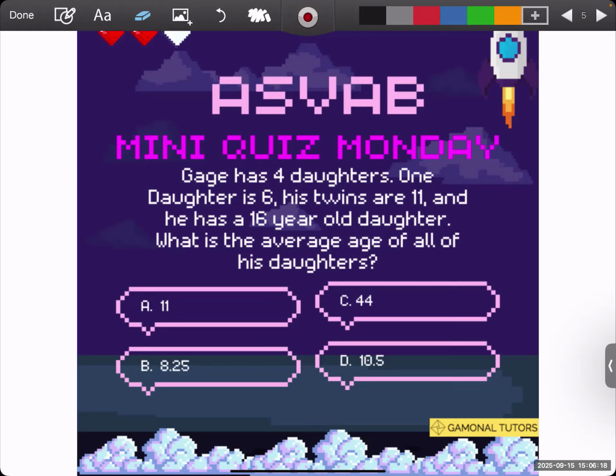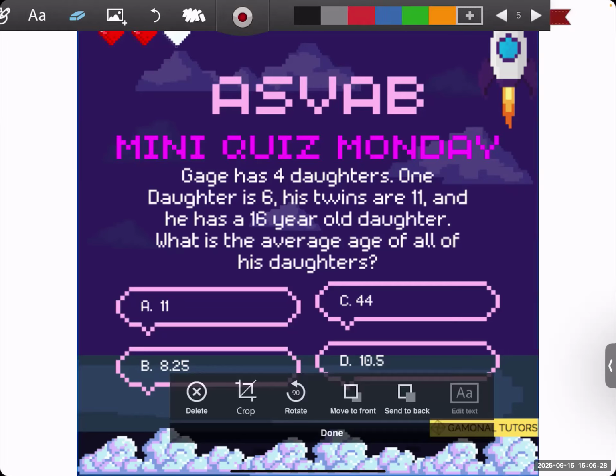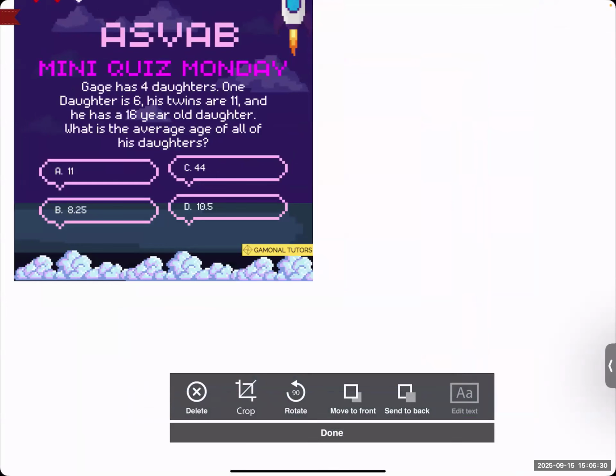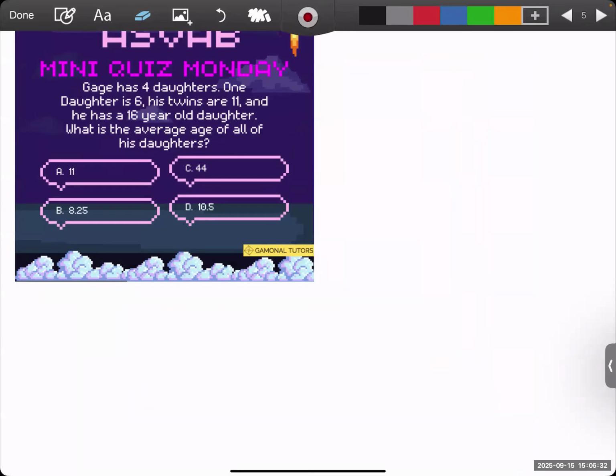All right, if we look at this question, Gage has 4 daughters. One daughter is 6, his twins are 11, and he has a 16-year-old daughter. What is the average age of all of his daughters? Averages are a very unique formula. So average is equal to, I call it, the sum of numbers over the number of numbers.